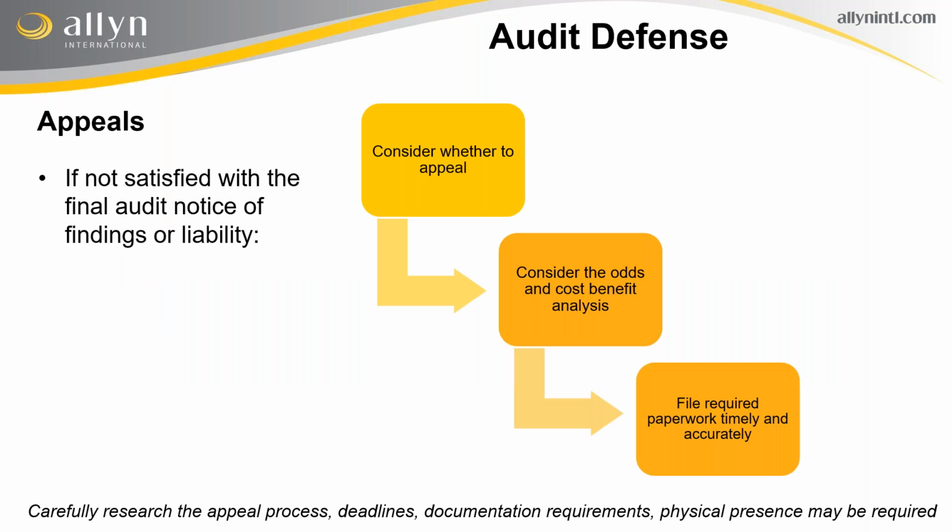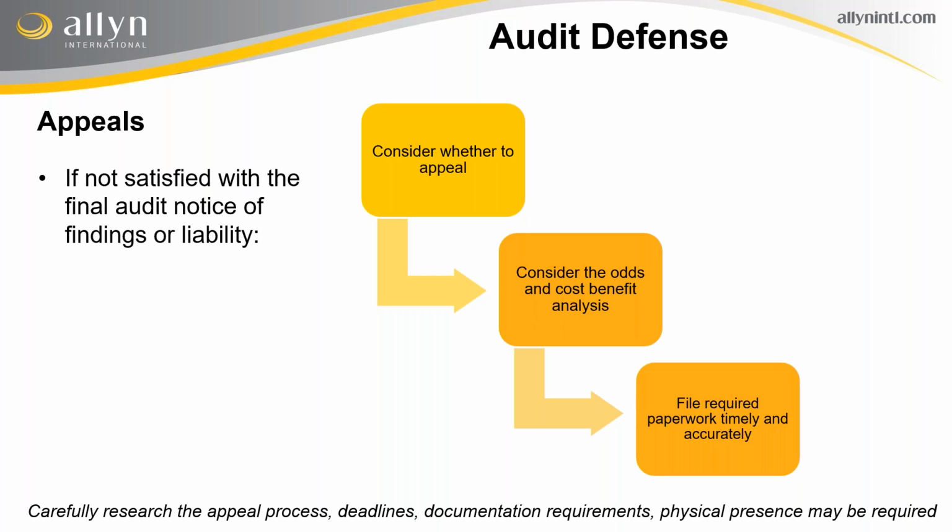Now, if there are still any parts of the auditor's findings that you disagree with after reviewing the final audit notice, then you should consider whether or not to appeal the audit. Some important things to consider include: what is the likelihood of winning an appeal? What is the cost of an appeal? And what do you have to lose, as well as what do you have to gain?